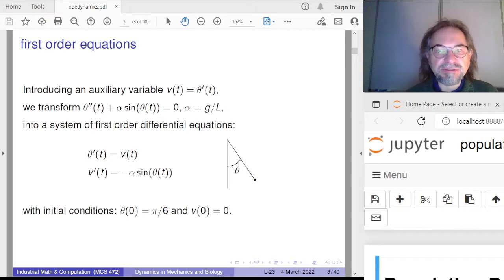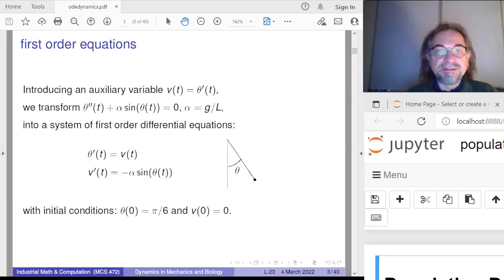The system itself involves the length. We derived the equation in the last lecture, but we can reduce this to one parameter. The mass drops out, as we have seen last time. The gravitational constant over the length of the rod or the string to which the mass is attached can be lumped into one constant alpha. And if we like, we can take this alpha equal to 1.